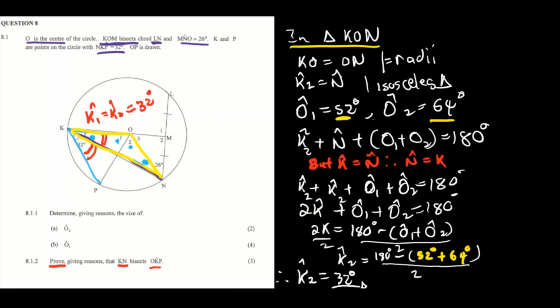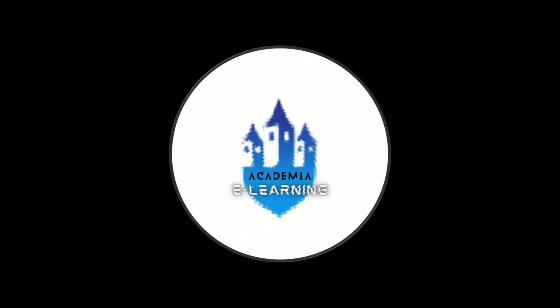So this angle here, K2, is equal to 32 degrees, which is also equal to this one here, which is K1 equals 32 degrees. So this confirms that, therefore, KN bisects angle OKP.